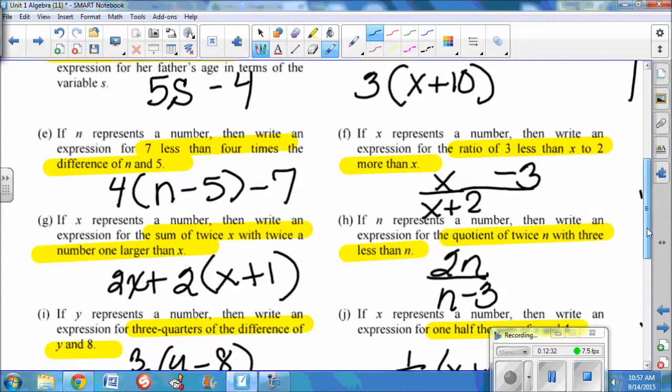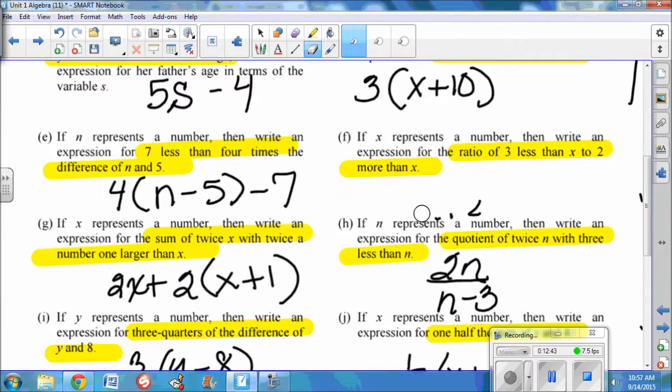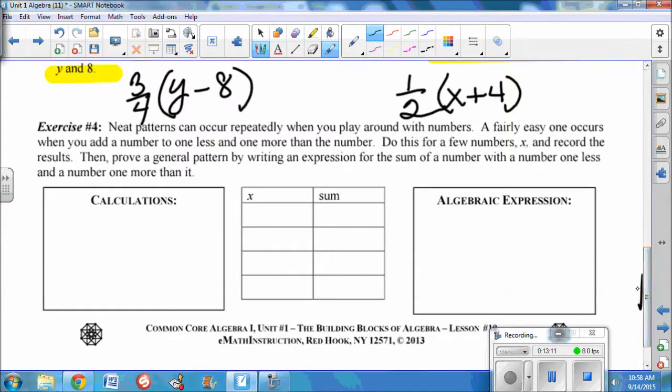Let's go back to F just for a minute. I'm not real pleased with how I wrote that or how I explained it, so I'm going to erase F for the moment. And all this is good that I highlighted. So the ratio, so I know I mean division, of 3 less than x, 2. So there's the 2, that's my division. So 3 less than x means x minus 3, to 2 more than x, x plus 2. There we go. That looks a lot better. Okay, sorry about that.